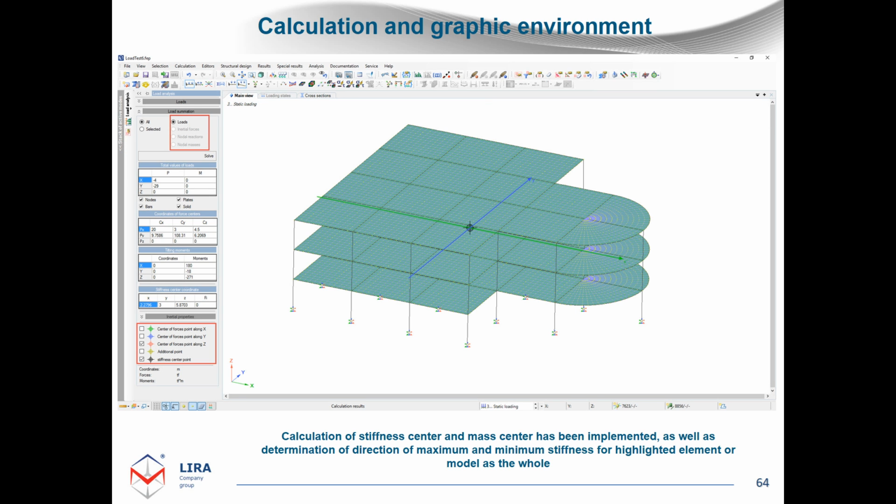We've also added the ability to calculate the center of stiffness and center of mass of the whole design model or its separate part. Also, you can calculate directions of maximum and minimum stiffness. Corresponding information will be displayed in the modes window and visualized on the screen.